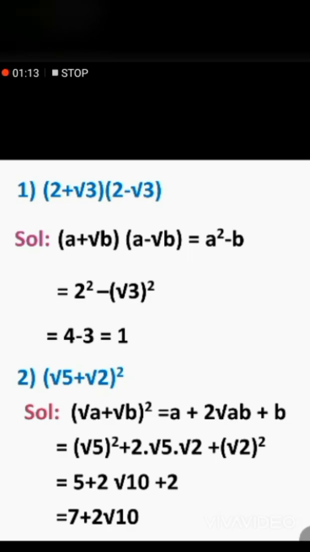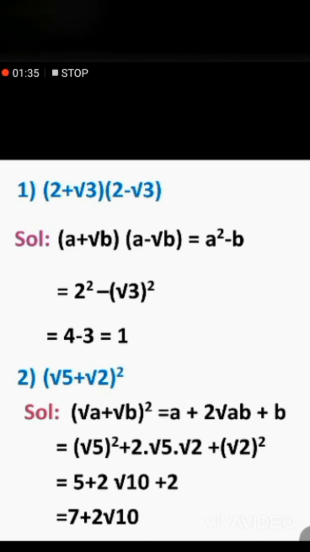2 plus root 3 into 2 minus root 3. This is in the form of a plus b into a minus b, which is a square minus b square. A square means 2 square, and b square means root 3 whole square. 2 square means 4. Root 3 square means root 3 into root 3 is 3. 4 minus 3, the result is 1.